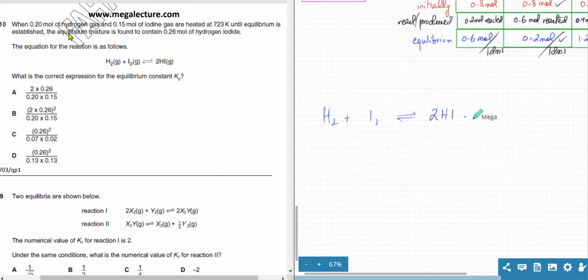And he has said that 0.2 moles, so those are your initial moles. You have 0.2 moles of H2 added, and you have 0.15 moles of iodine. Those are your initial moles, and they're heated. So there is no HI added initially. Okay, so these are your initial moles. Then equilibrium moles.